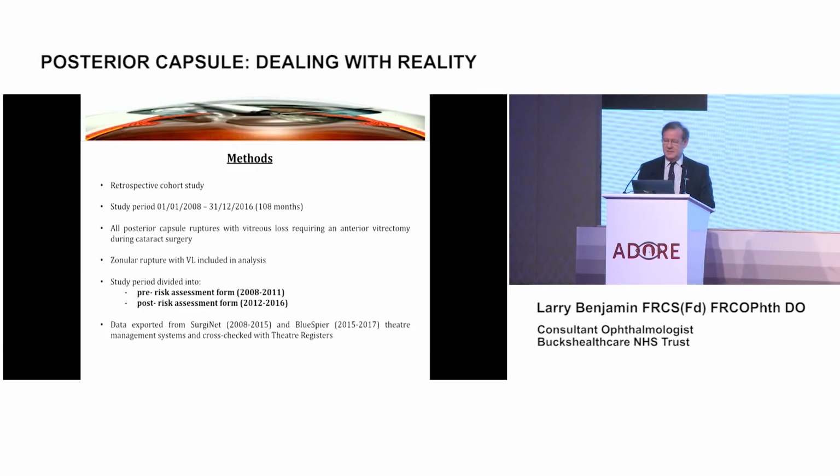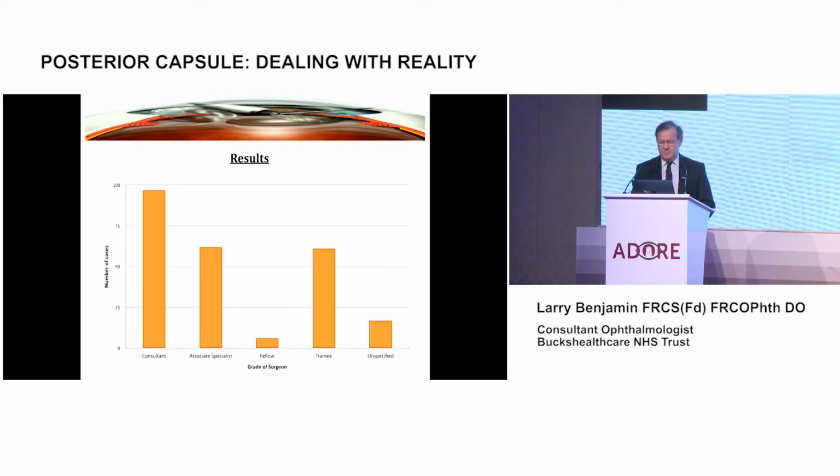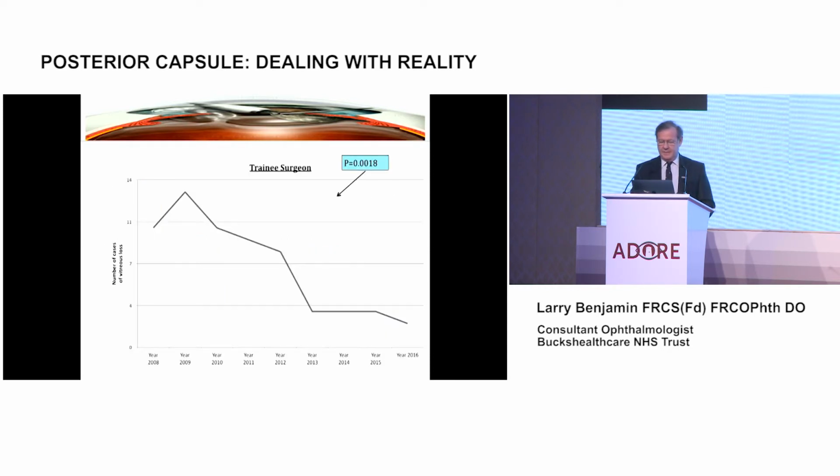And has that made a difference? Well, we did a study looking at 3 years before we scored and 3 years after, and we found that our PC rupture rate dropped by 20%, simply by risk stratifying all the patients. Everyone still lost vitreous, but for the trainees the vitreous loss rate took a dive, and that was because we were giving them appropriate cases to do.